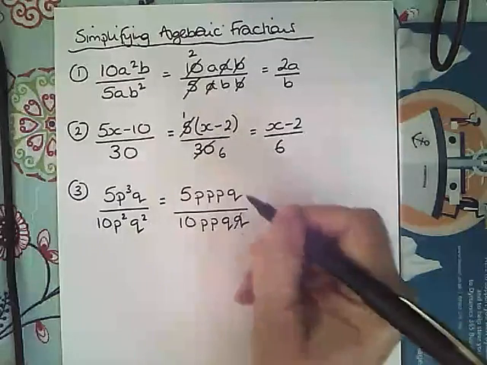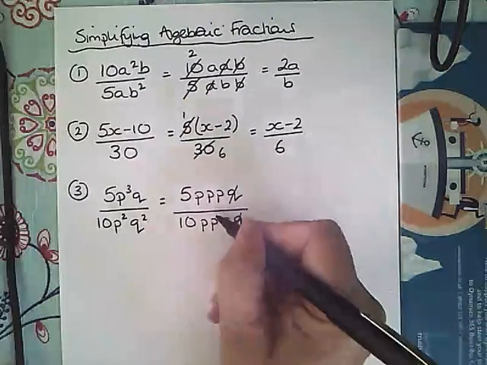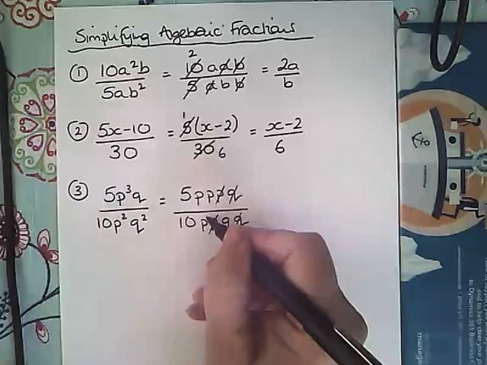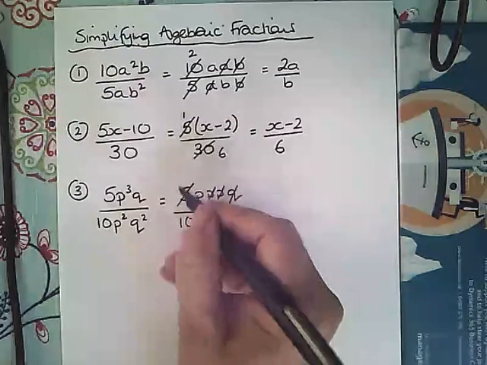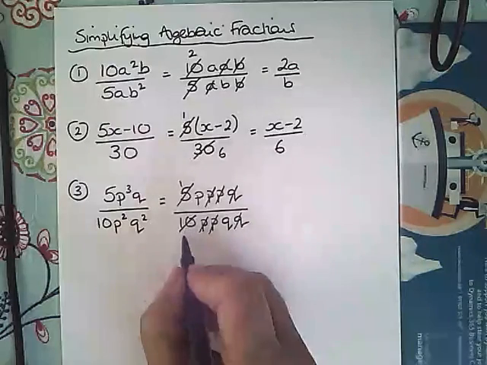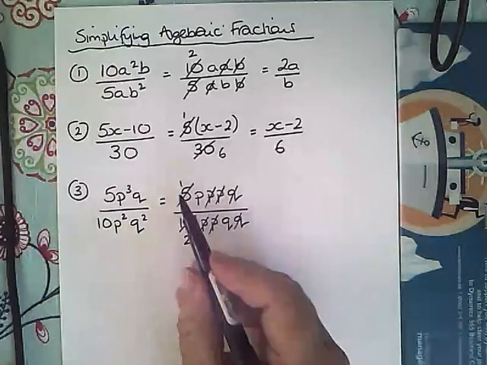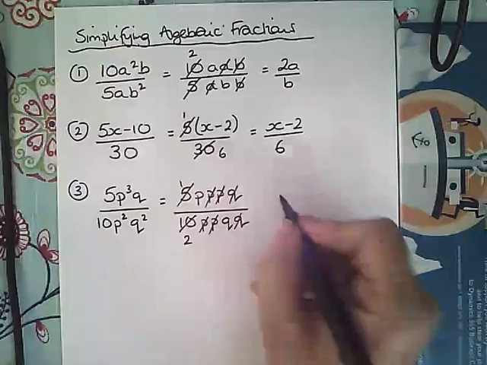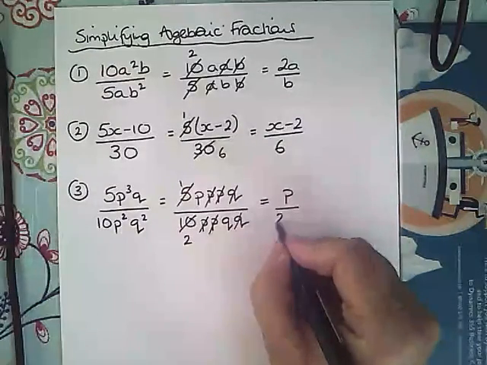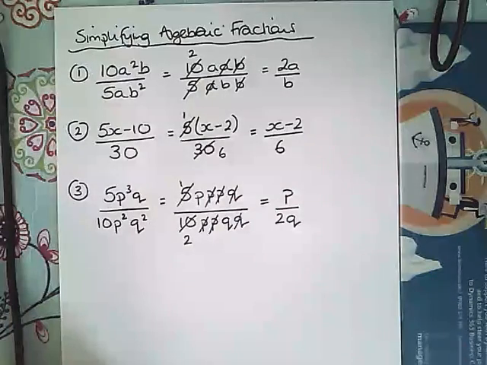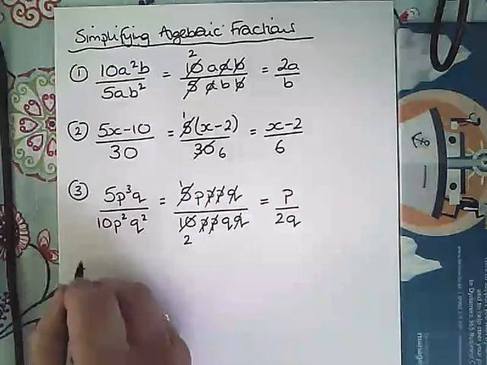So one of the q's will go there like that, a p will go with a p on the top, and a p will go with the p on the top. 5 goes into 10 twice, so that becomes a 1, and that becomes a 2. We are left on the top then with just a p, and on the bottom 2q. Let's have a look at another one. Here we go, number 4.